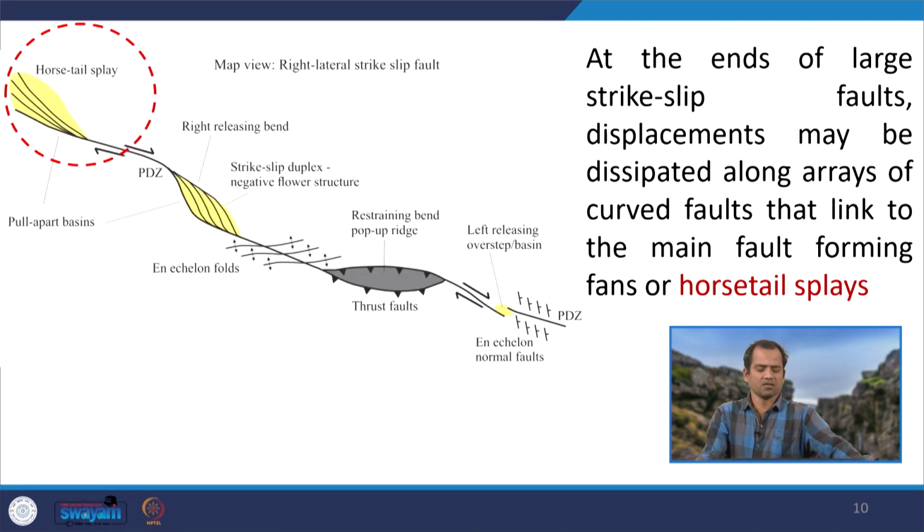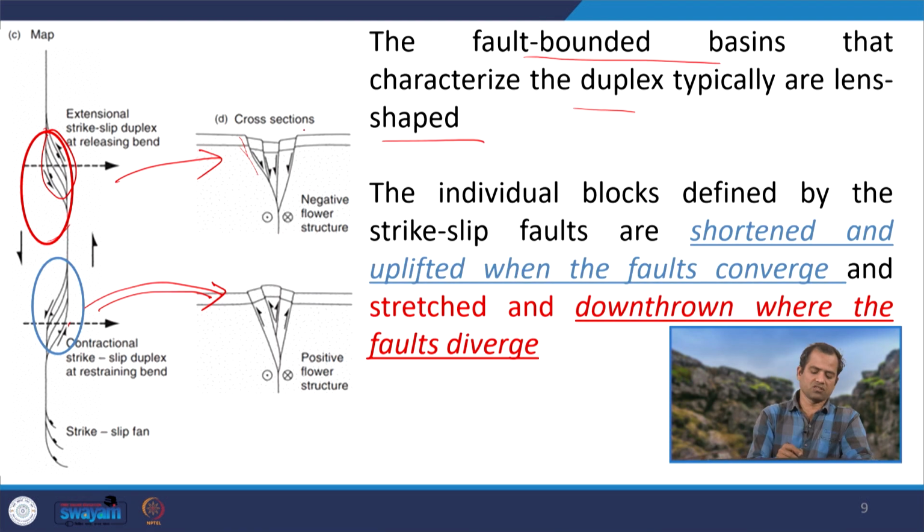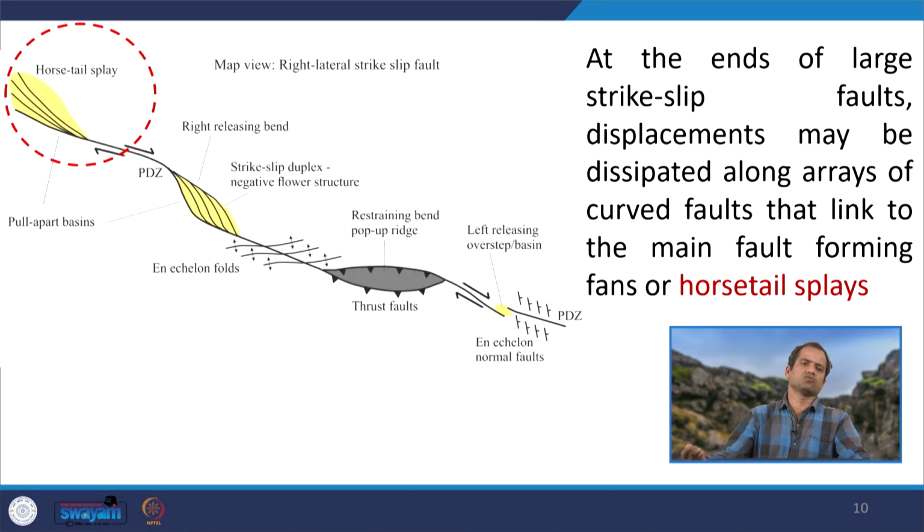And this structure is called a negative flower structure, and this structure is called a positive flower structure. Why is it called a positive flower structure? Because its topography is positive. It is a negative flower structure because the topography is negative relative to the surroundings. And now the question arises, how does this strike slip fault end? Can it circumscribe the whole globe? No, somewhere it has to end.